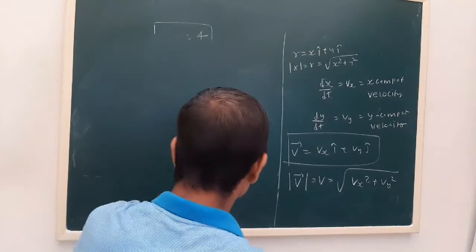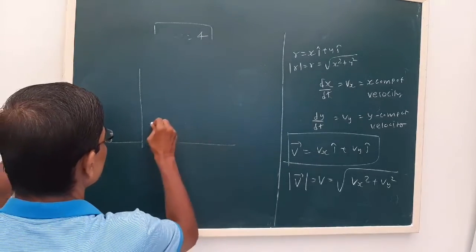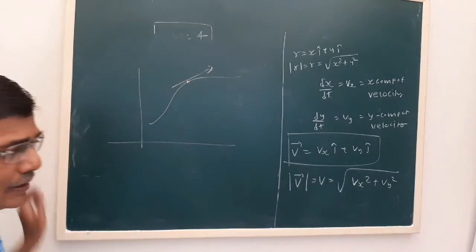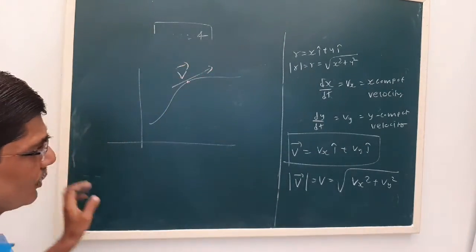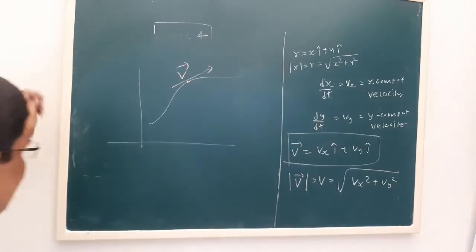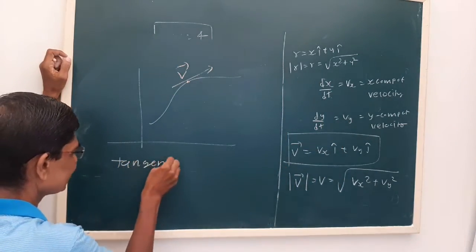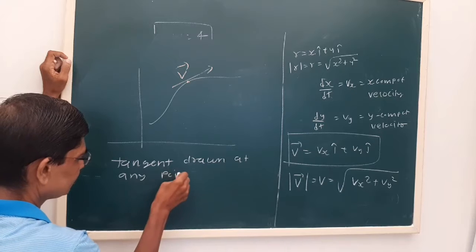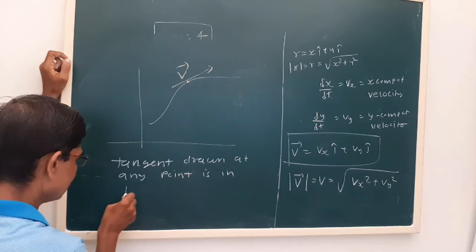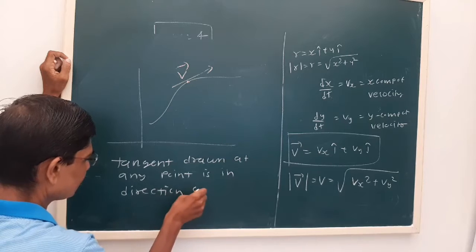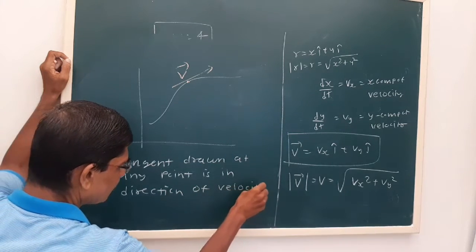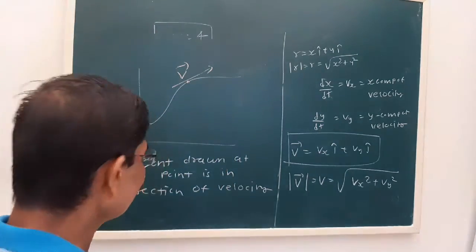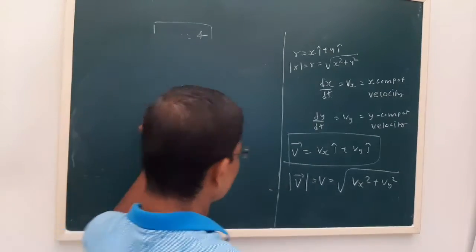Right now we talk of two-dimensional motion. A tangent drawn at any point is in the direction of the velocity. This is about the instantaneous velocity. Now we take a simple example for this and then we'll proceed further.